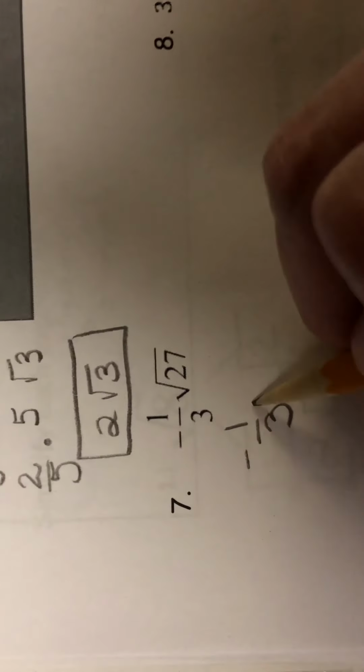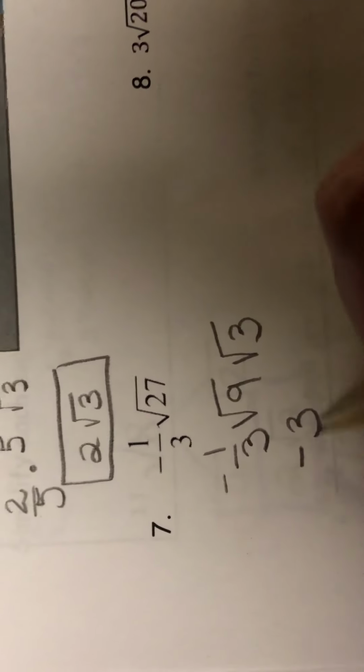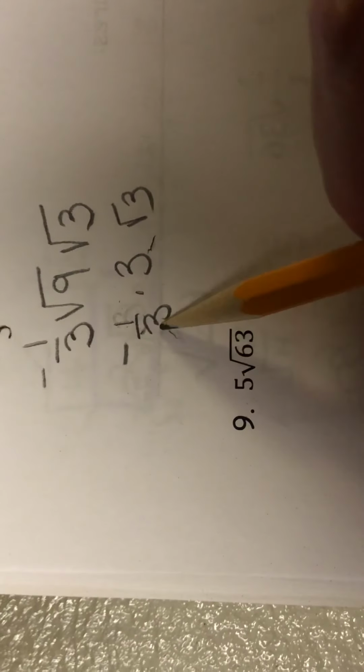Leave the negative 1/3 out and break down 27 using 9 and 3. The square root of 9 is 3. Oops, a little too eager there. I forgot to write my negative 1/3. Negative 1/3 times 3, square root of 3. Now, I know 1/3 and 3 are reciprocals, but a negative times a positive is negative. So you can have a negative outside the radical sign.